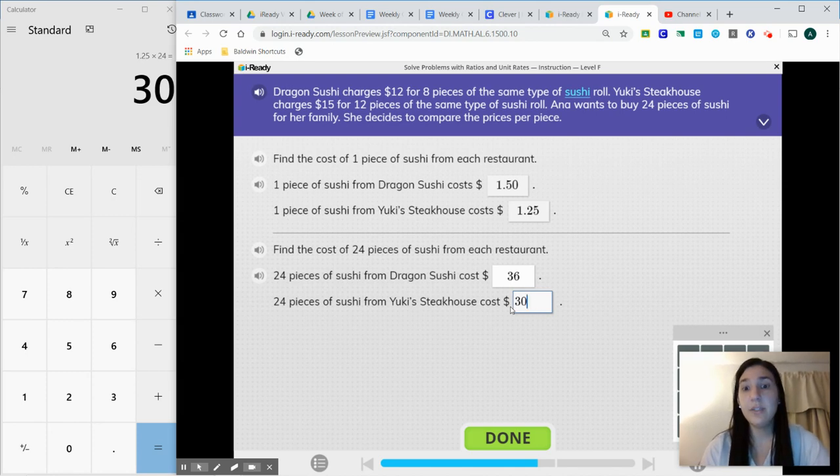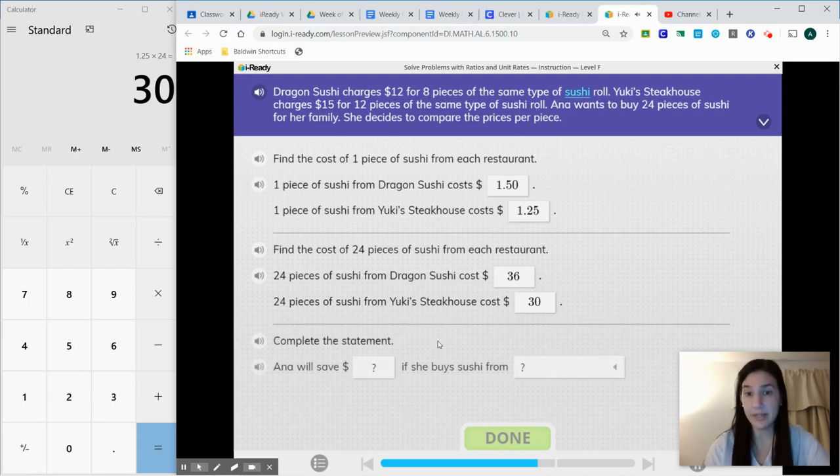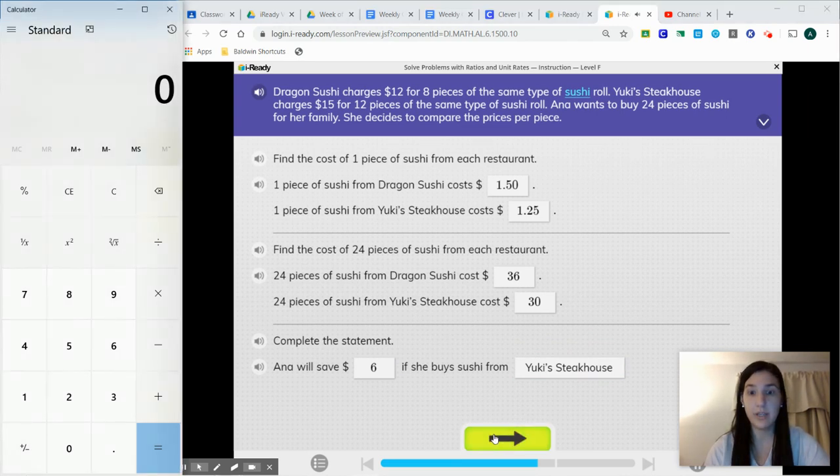So we see that Yuki's Steakhouse is cheaper than Dragon Sushi. And how much cheaper? 36 minus 30, $6 cheaper. So that's going to be our sentence. Complete the statement. She will save $6 if she buys sushi from Yuki's Steakhouse. Now we're going to break it down in the charts.